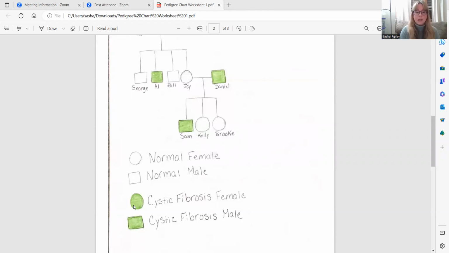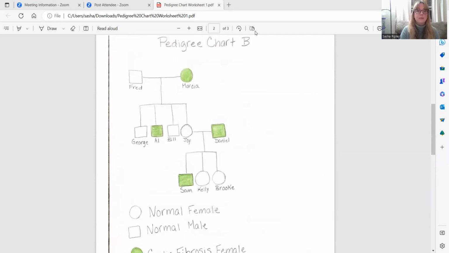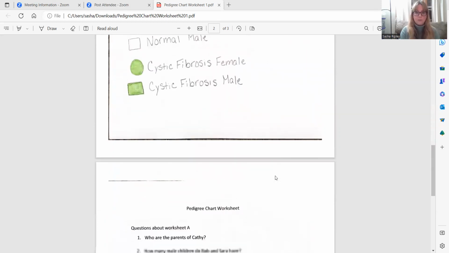And the ones that are filled in with the green, those children or those people do have cystic fibrosis. So again, we have Fred and Marsha here, and then they are connected to these four children. George, Al, Bill, and Joy are all children of Fred and Marcia. You will see that Joy is connected to Daniel, and they have 3 children: Sam, Kelly, and Brooke.